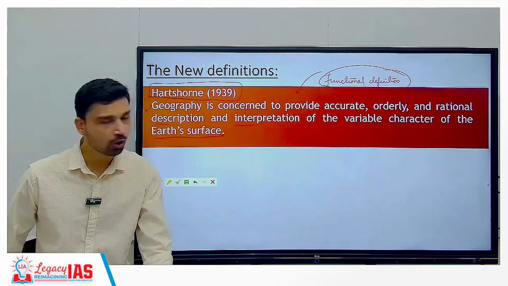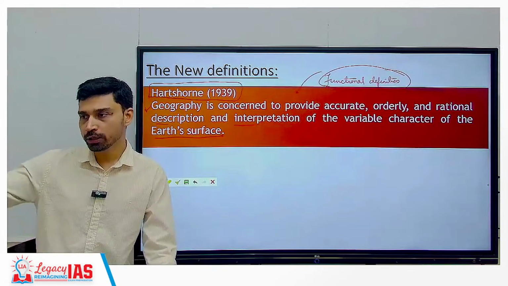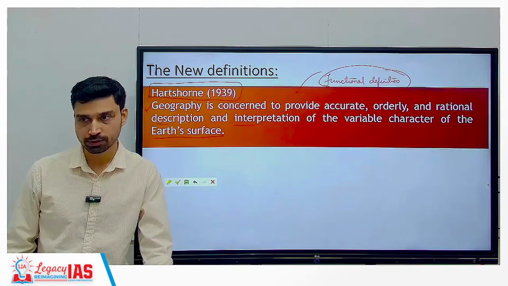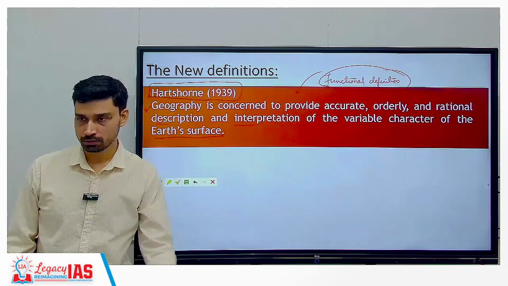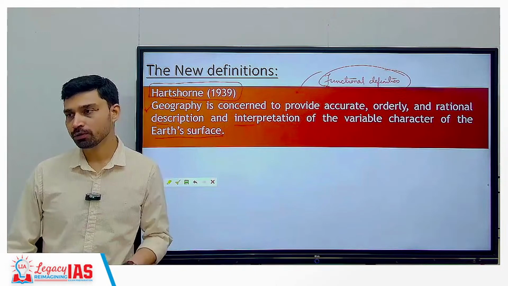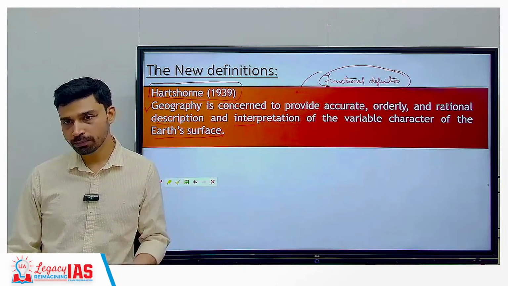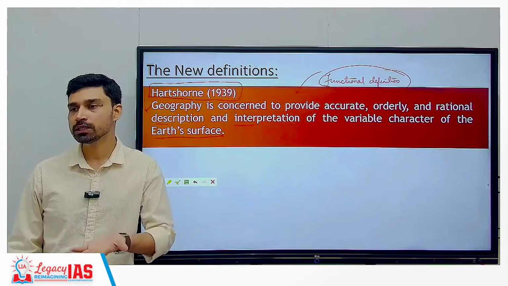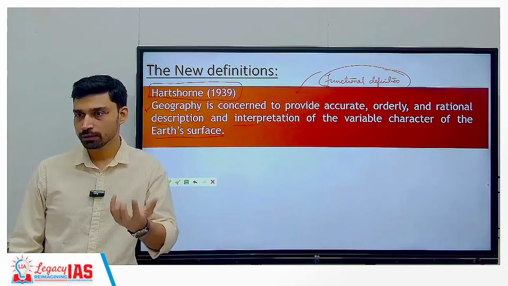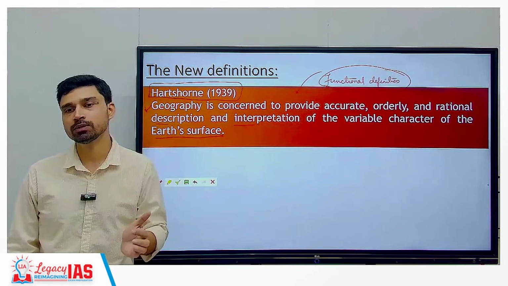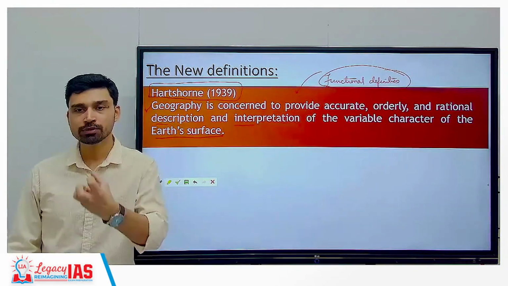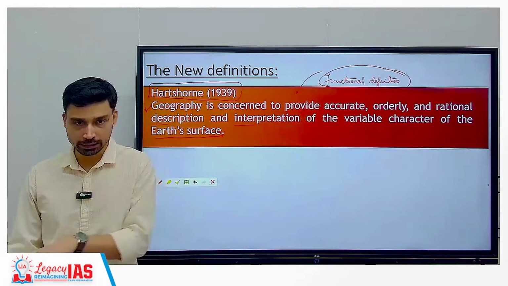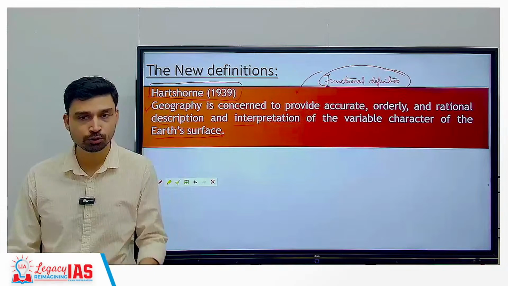So that is accurate. Orderly means what? All the information should be arranged in the proper order, so that you can make sense of things. The example we have discussed just now is volcanic eruption. Why is it happening? Because of the magma coming from below the Earth's surface. As the magma and lava rise above the surface, they create volcanic landforms. Then these landforms are eroded and create black soil. Due to the formation of black soil, you can grow a certain kind of crops. So right from beginning to end, this is a proper orderly fashion in which you can describe something.